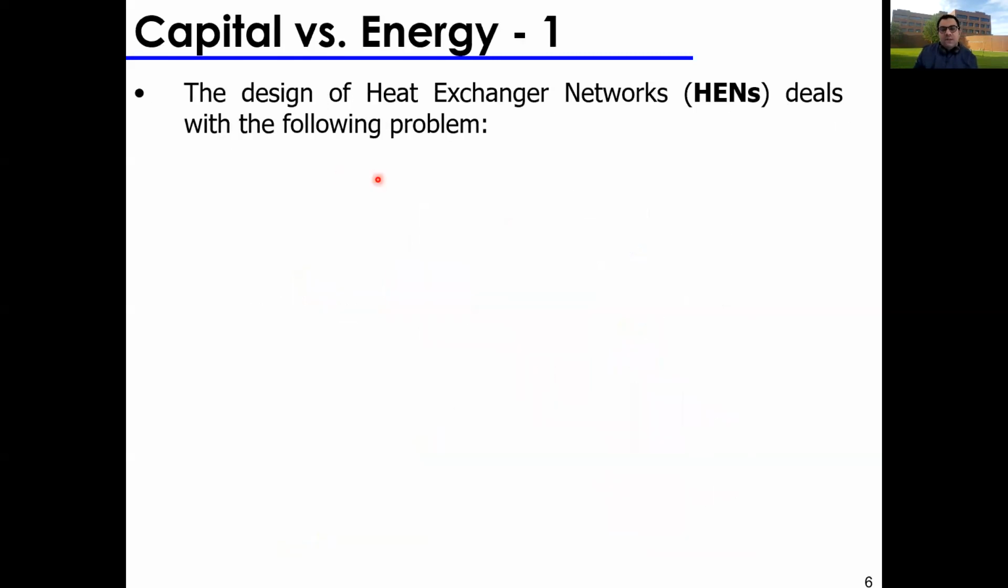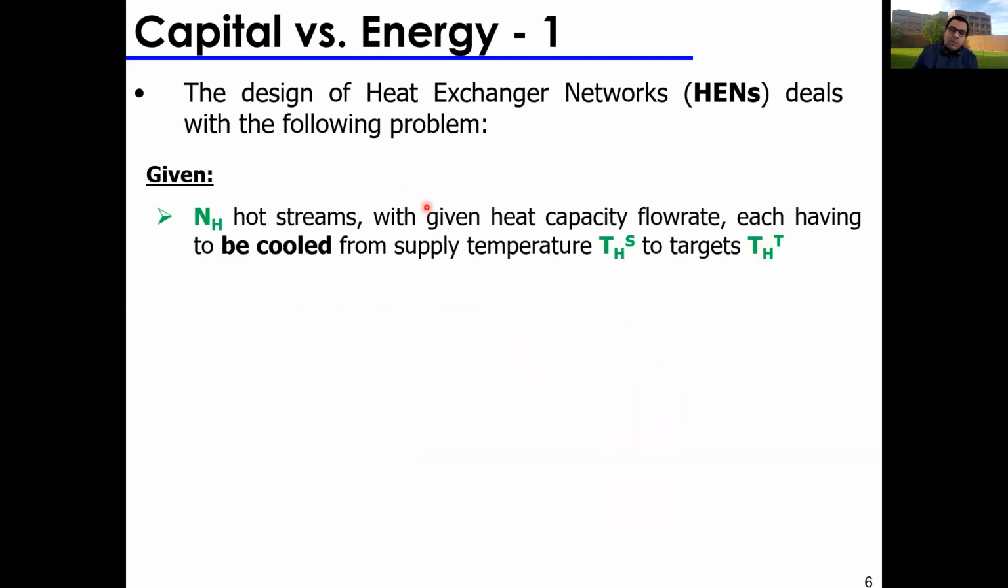So this is called designing a heat exchange network, and we're basically dealing with the following problem. If you have a number of hot streams denoted as NH with a given heat capacity flow rate, each having to be cooled from a supply temperature to a target temperature, right? So again, just note the notation or the language we're going to use. Supply temperature, target temperature. Supply is basically the original temperature of the stream. Target temperature is the final temperature you want the stream to be at.